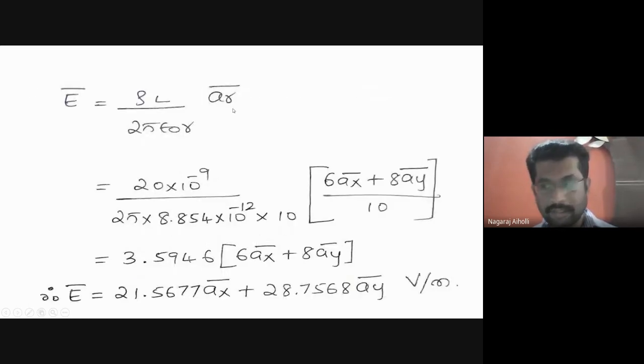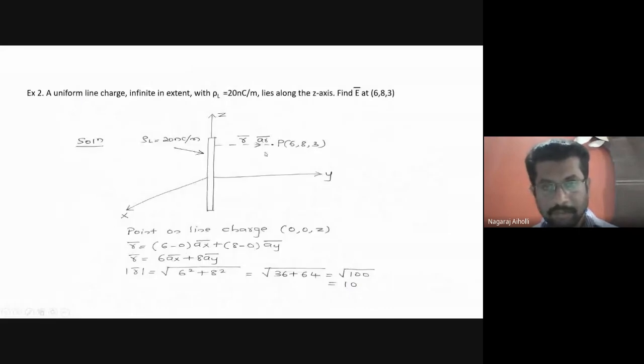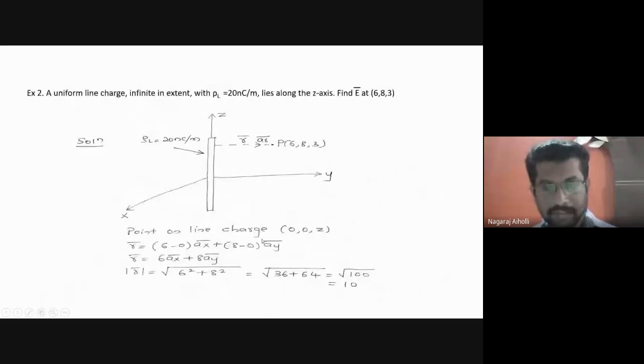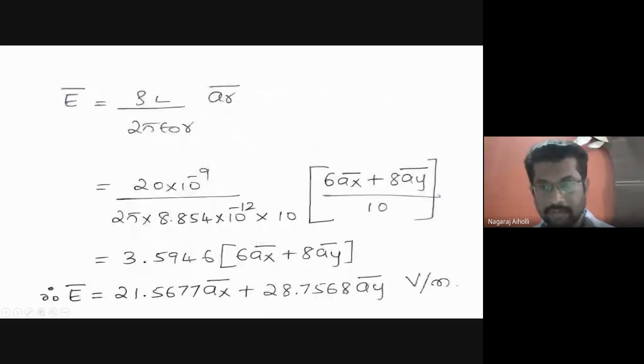That is the unit vector AR bar, which is the perpendicular vector between the point P and the infinite line charge. It is acting along the perpendicular distance between the point P and the infinite line charge. Unit vector AR bar is given by the distance vector R bar divided by its magnitude. The distance vector is 6AX bar plus 8AY bar, that is what is written here, divided by the magnitude, which is 10. Write that down, divided by 10.